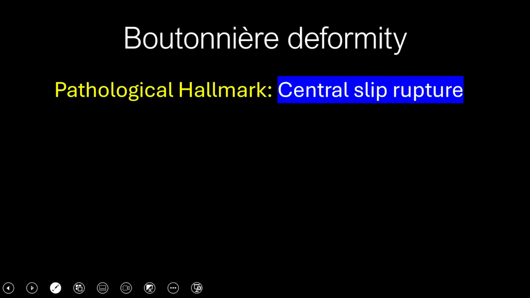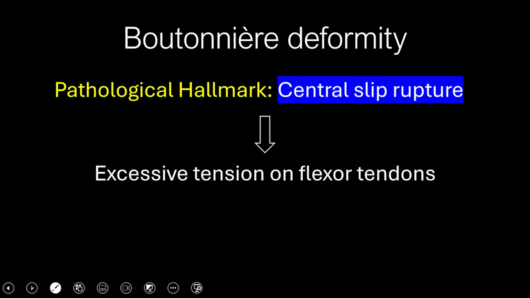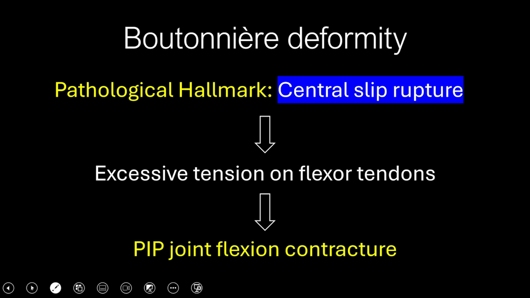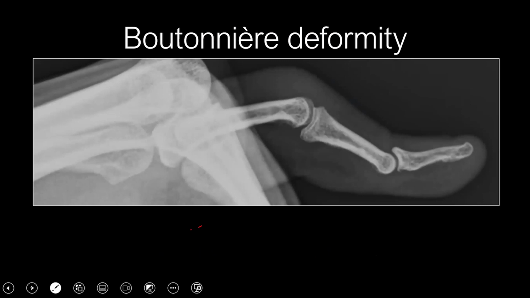Now let's come back to our boutonniere deformity, which we described in the patient in my first slides. The pathological hallmark of the boutonniere deformity is the injury to the central slip. So the central slip ruptures, and because the central slip, which is the main extensor of the proximal interphalangeal joint, is ruptured, the joint is put into excessive tension from the flexor tendons. And if this joint is not treated on time, it leads to contracture of the PIP joint in flexion. So that's the primary pathologic disruption that occurs in a patient with neglected or delayed treatment of an injury to the proximal interphalangeal joint. So this is the boutonniere deformity.